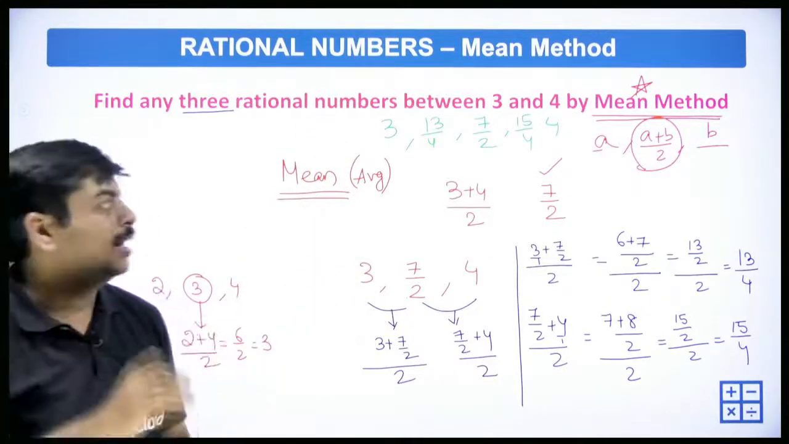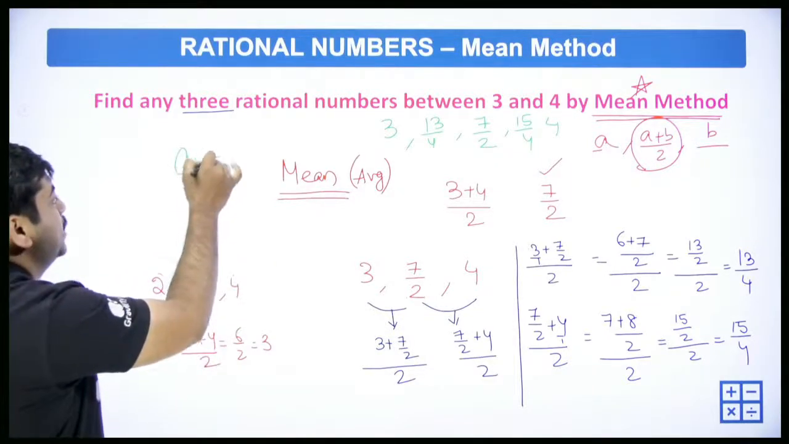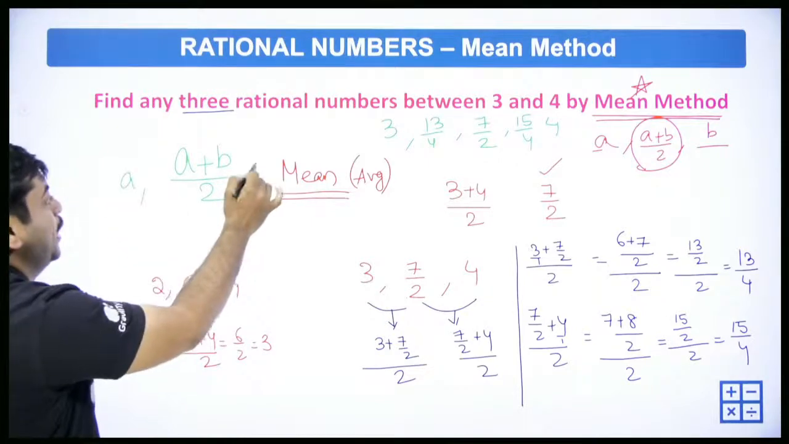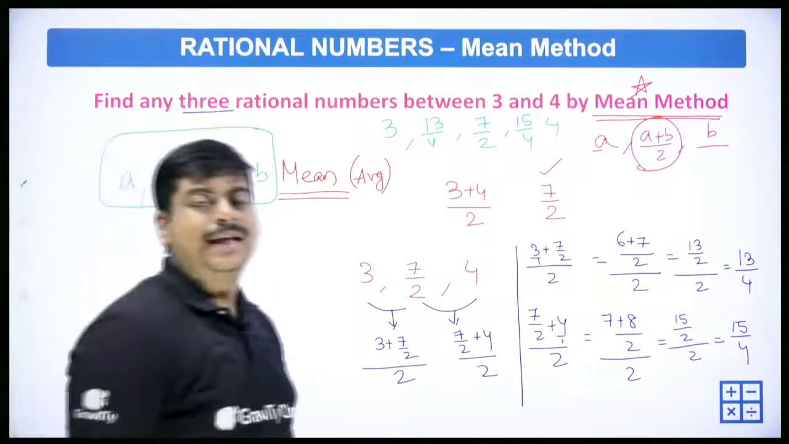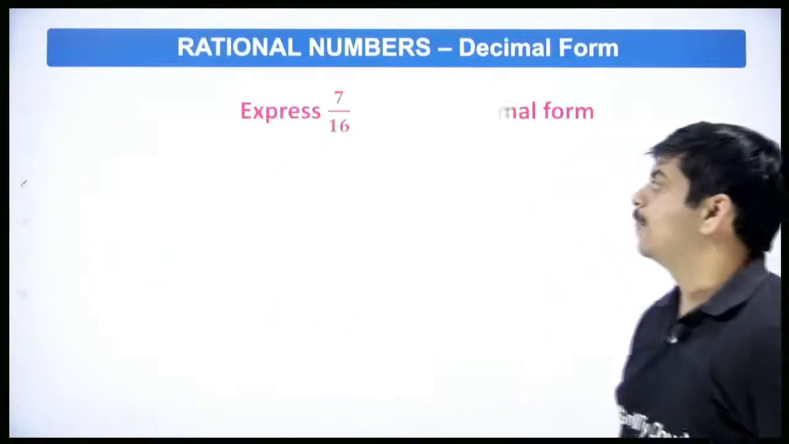Right? Okay. Let's move forward for the next question. The mean method always says that A plus B by 2 is a number in between A and B. Right. Let's move for the next question.